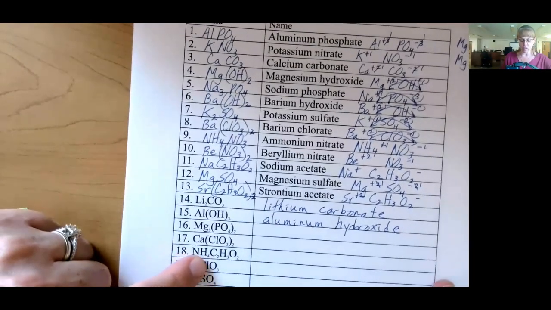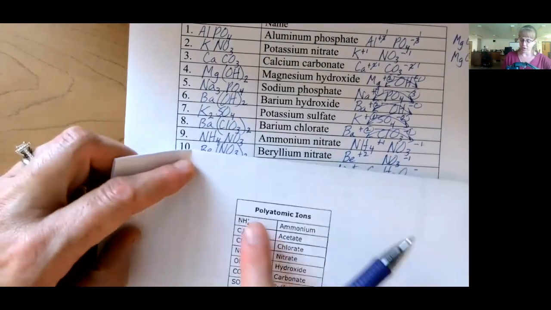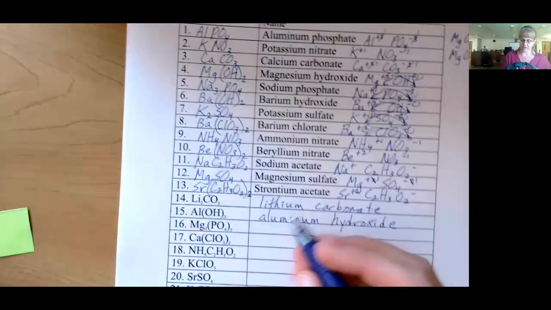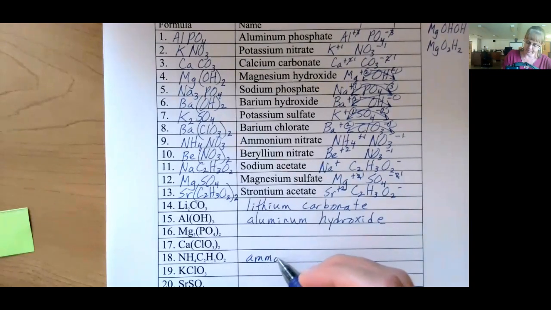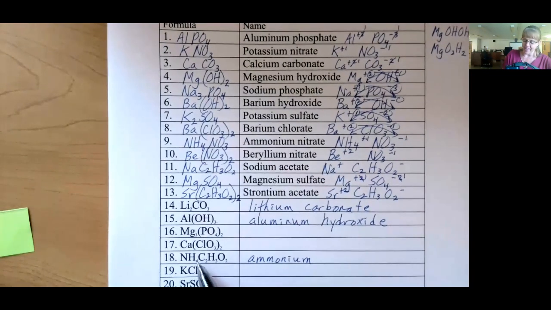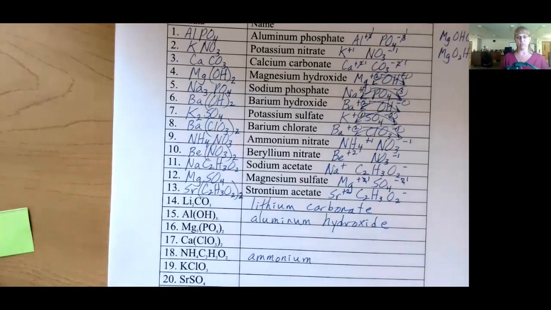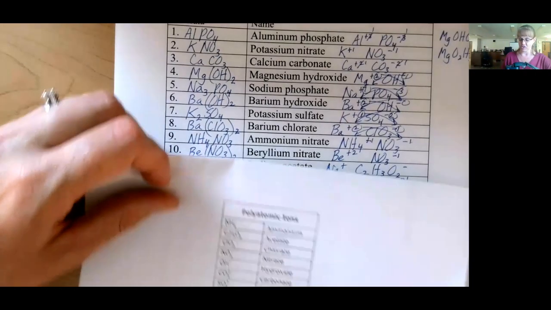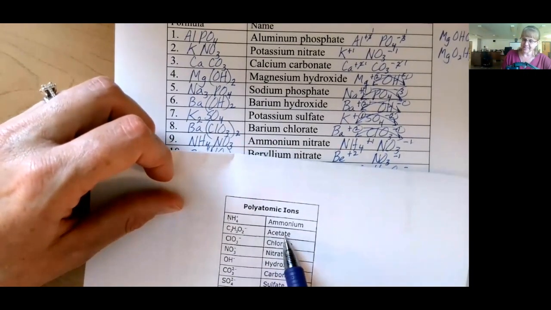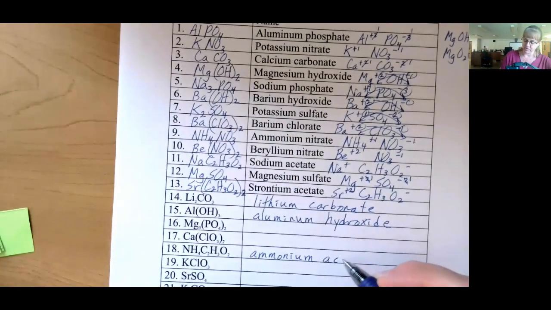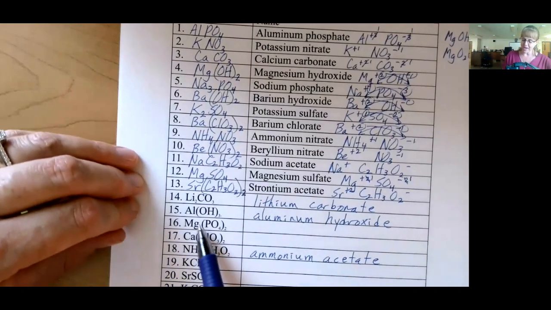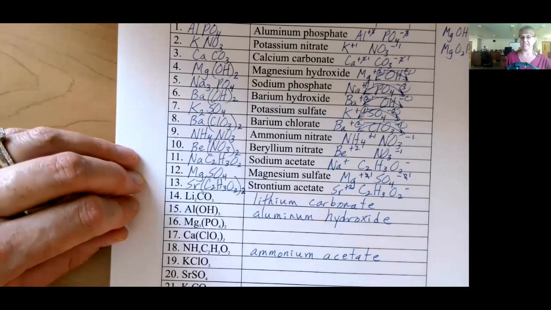Let's skip down to number 18. Notice there's an NH4 at the beginning. So ammonium is the first word. Then everything after ammonium is the second ion. So the C2H3O2 is all the second ion. Don't break it up into more than one. There can only be two ions, a positive ion and a negative ion in each compound. There it is, acetate. So this is ammonium acetate. Don't forget to go back and do 16 and 17 and then finish the rest of your worksheet.